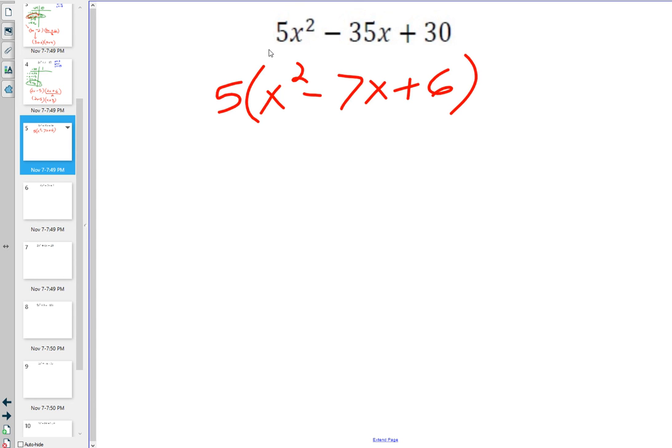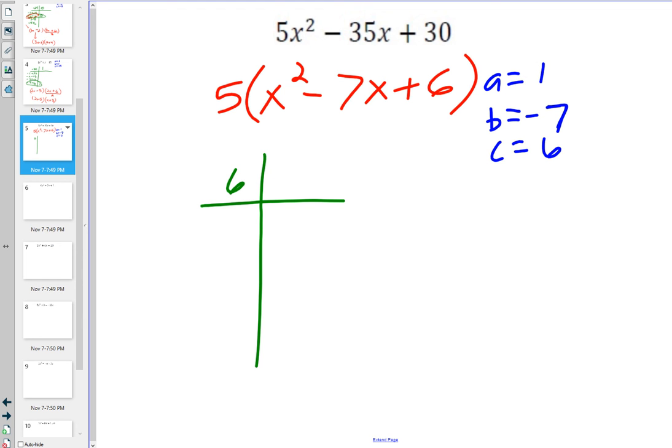I know that the rest of it cannot be a perfect square trinomial because 6 is not perfect, so I don't even need to waste my time testing it. A would be 1, -7, and 6. This would be an easy chart because A times C is 6, -7. The only numbers that multiply to give you 6 are 1 and 6 and 2 and 3.